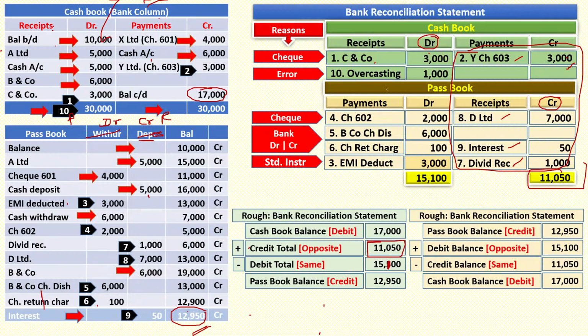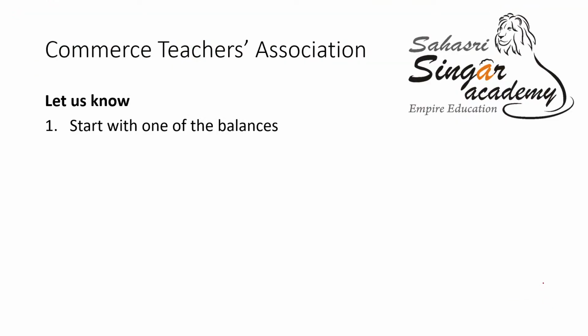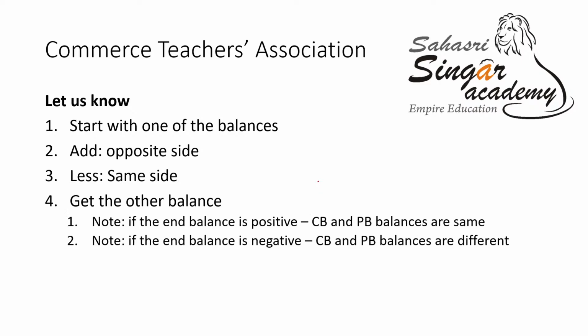And these are the items that are going to be subtracted. Okay, clear? That's how we'll get this. This is the comprehensive, complete BRS. Now, let us recall what we did. Start with one of the balances, add the opposite side balances, less same side balances, and get the other balance.